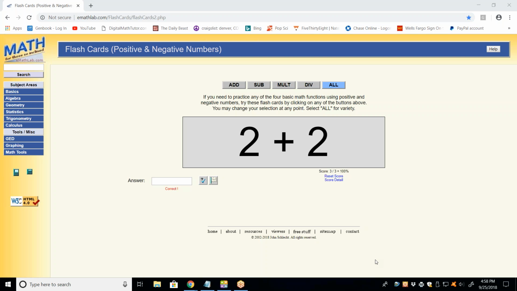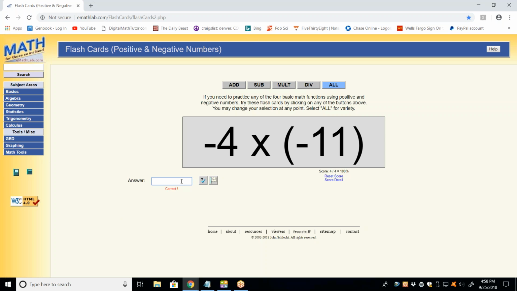Okay, so let's just do a little bit more on this. We know this is 4. Now, on multiplication and division problems, I want you to give me the sign first without even thinking about the number. The sign. Is our answer going to be positive or negative?